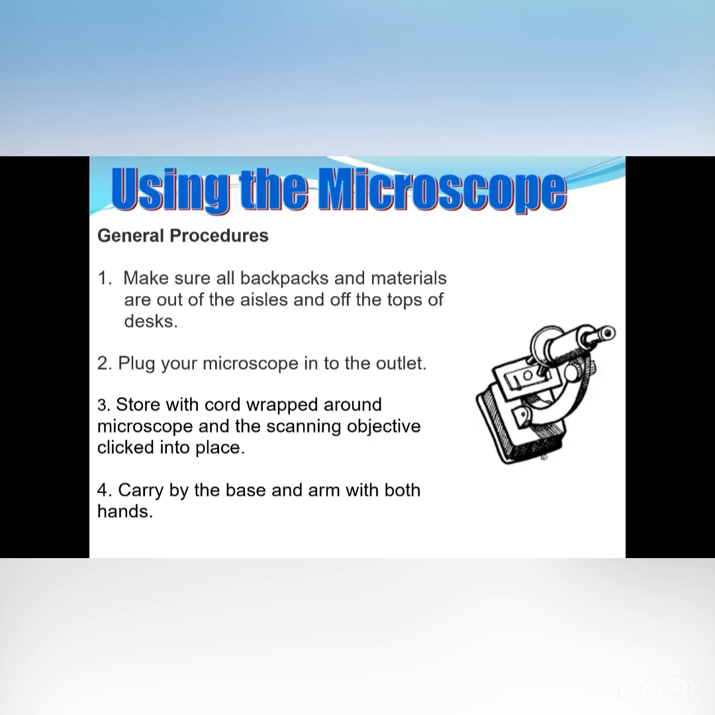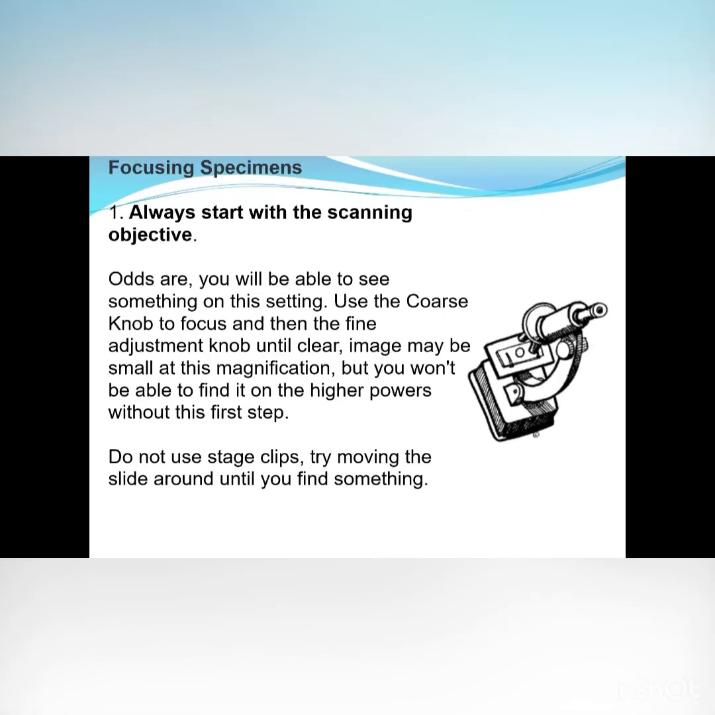In the compound microscope, the sample is illuminated from the bottom to observe transmitted light, or from the top to observe reflected light. The light from the sample is collected by an optical system consisting of two main lens groups, the objective and the eyepiece, whose individual powers multiply to enable much higher magnifications than those achieved by a simple microscope. When focusing, always start with the scanning objective. You will be able to see something on this setting, as you see here.